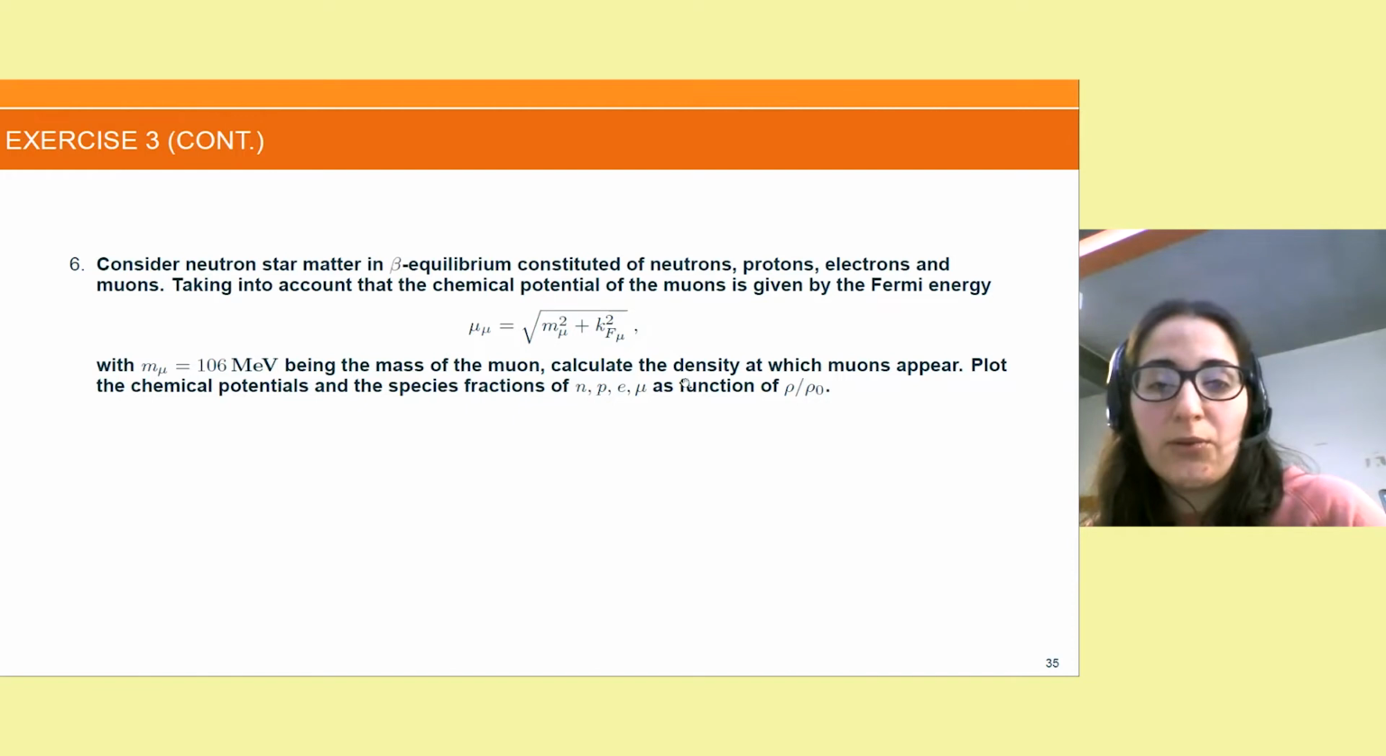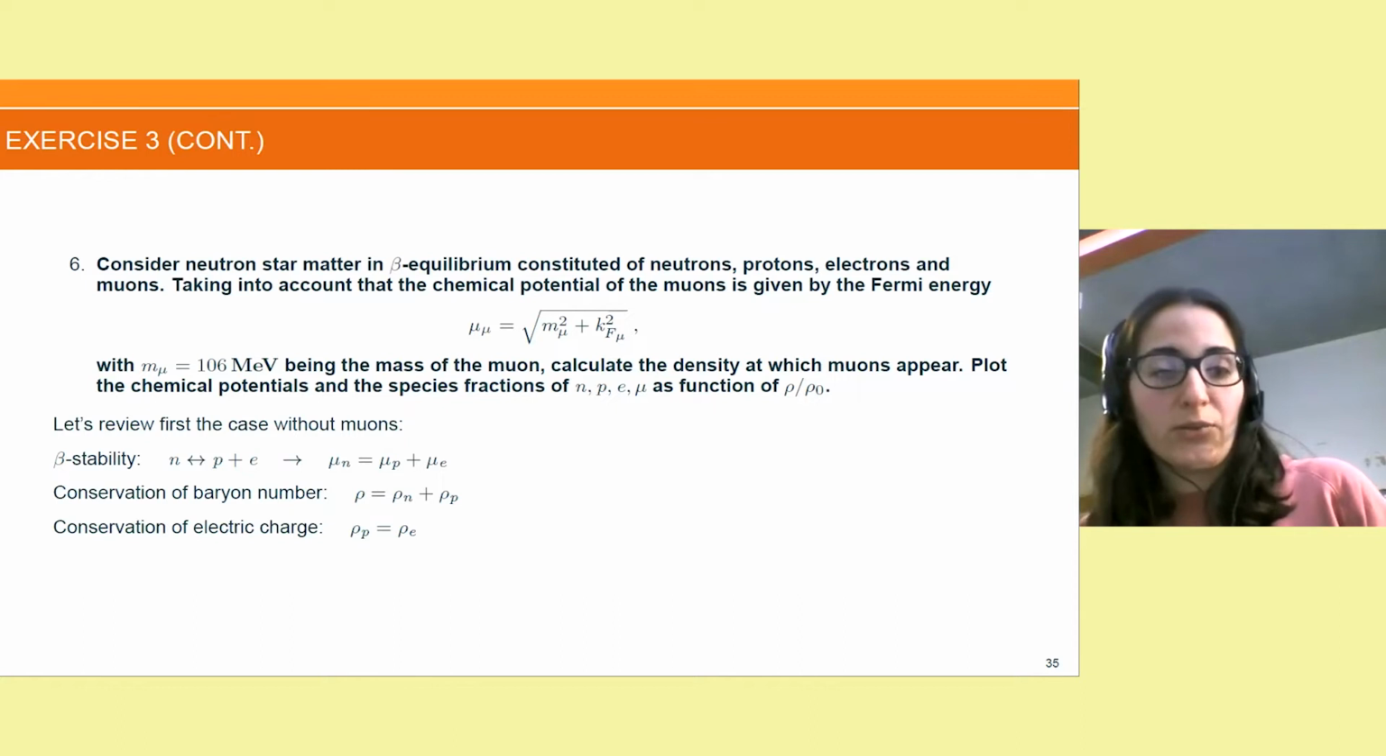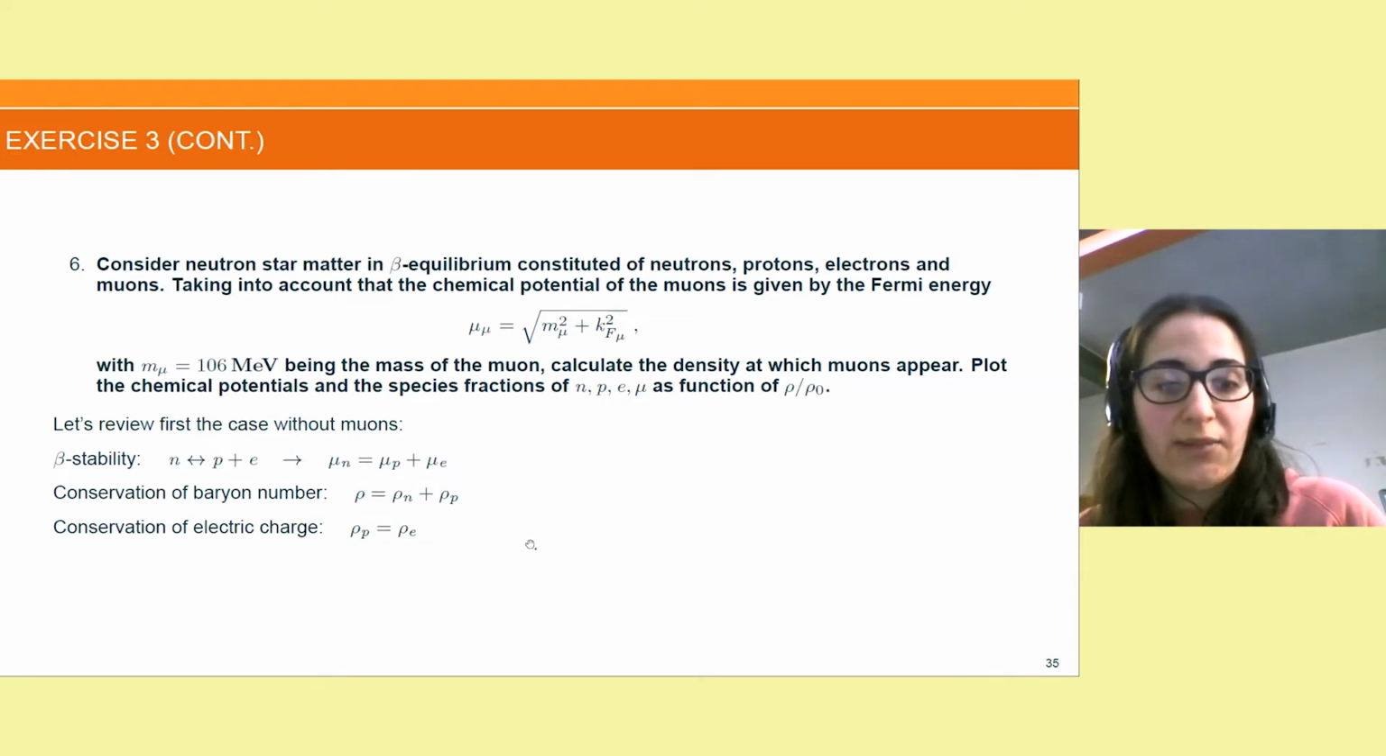And we have to calculate the density at which muons will appear, that we have seen has to be around saturation density, and then plot the chemical potentials and the fractions for each of the species as a function of the density. Let's do it first in the case without muons, so we will see the difference that we get once we include the muons. In this case, we have the beta stability and the conservation of baryon number and electrical charge, giving us these relations that we have seen already many times.